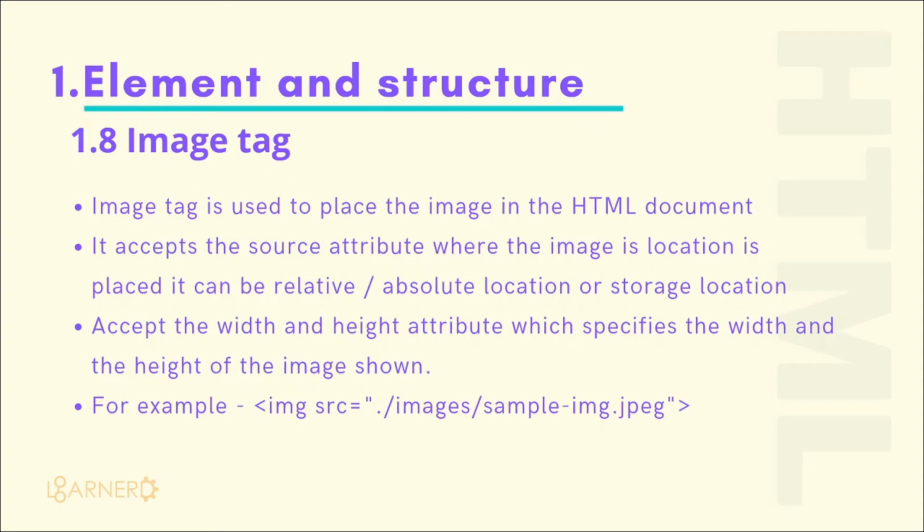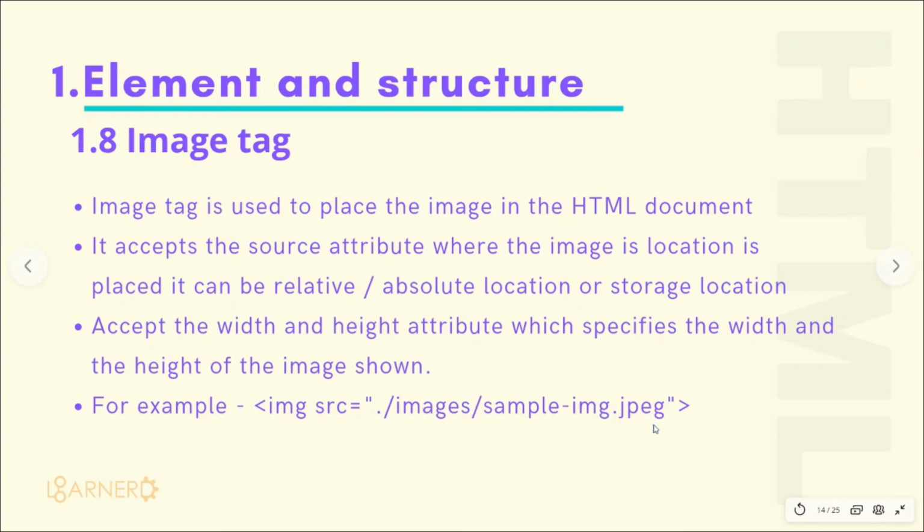For an example, I have shown in this image, we can add the image with the img tag, which has a source attribute, and that source attribute holds the value of the URL of an image where it has been stored. For example, there is a directory with the images folder, and in that images folder there is an image with the name sample-image.jpeg.